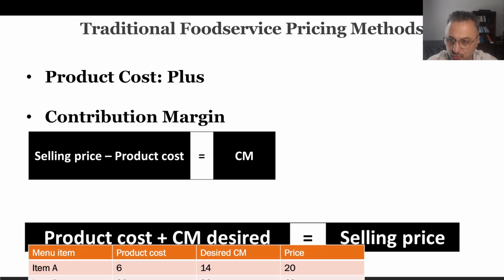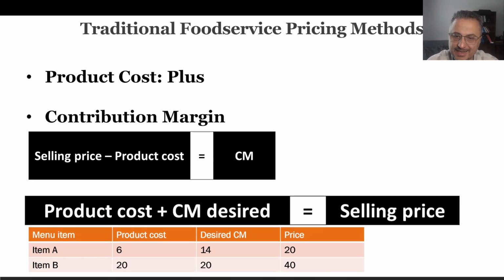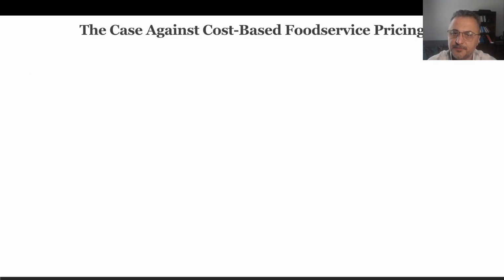Now, using contribution margin, you can answer that directly because you take product cost and add the contribution margin you want, and get them a price. Like in the example earlier, the product cost was $6, we want to get $14. Now we can say the price is $20.